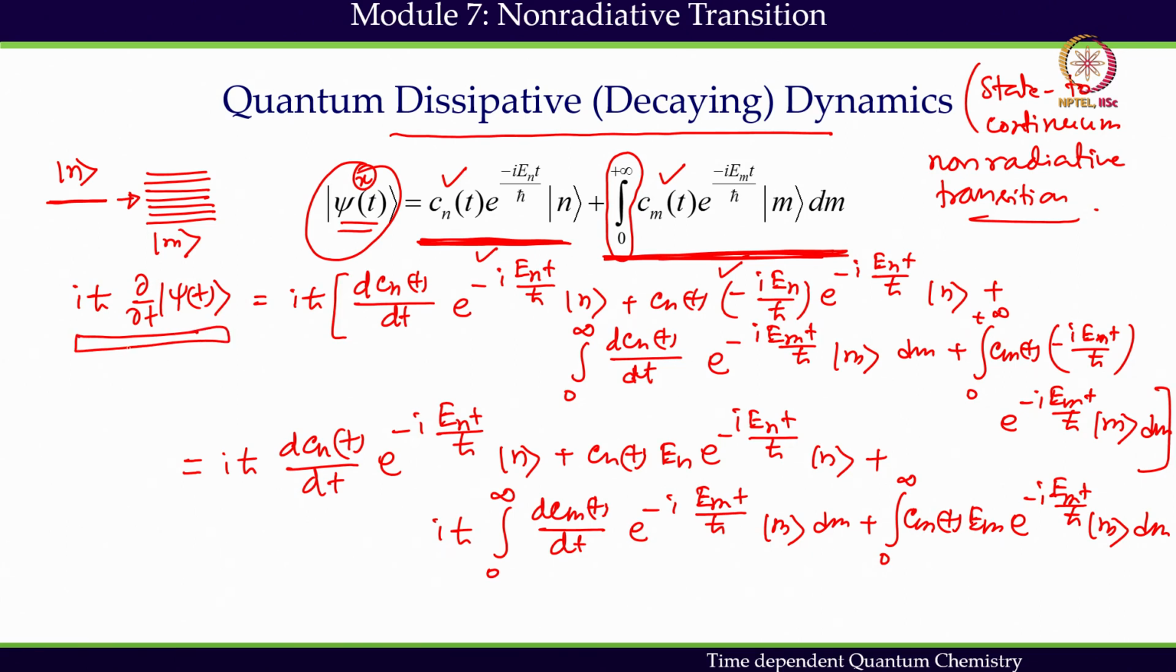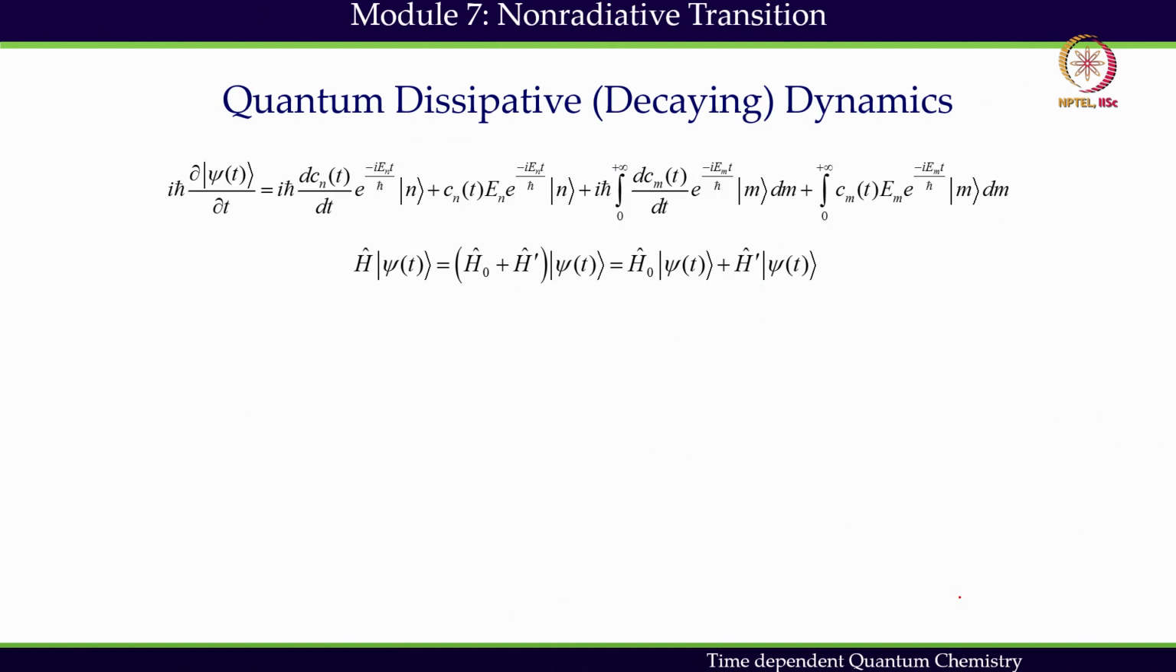So, the left hand part is done. We will use this time derivative later. First, we will look at the next part. This is the time derivative we have, and the right hand side of the TDSE, if we look at this, that is going to be this one, the right hand side of the TDSE.